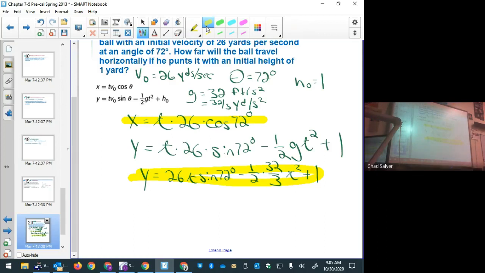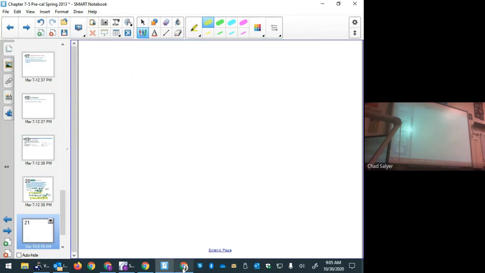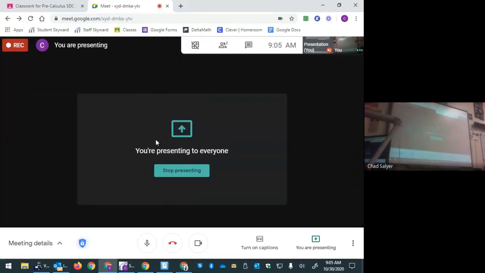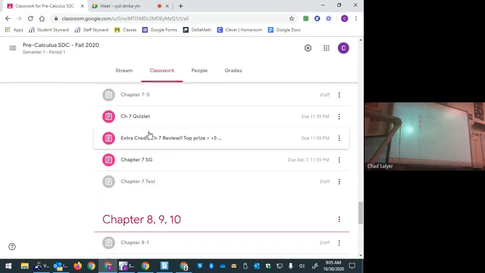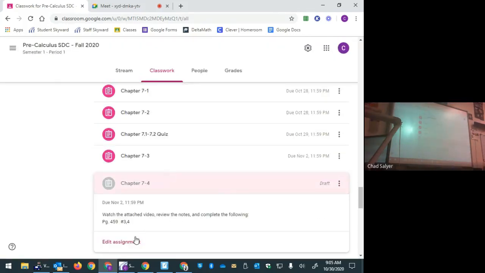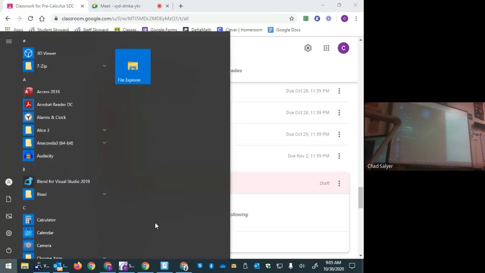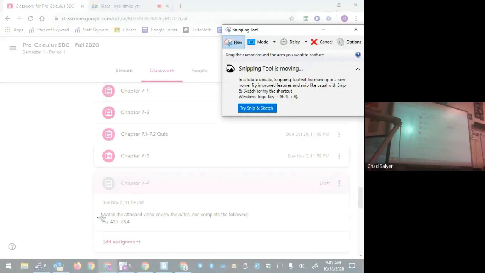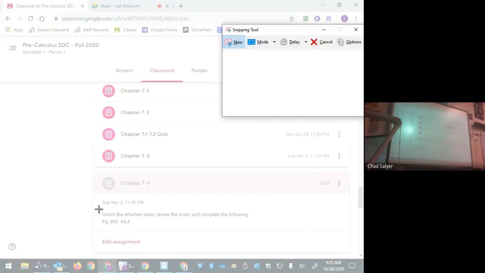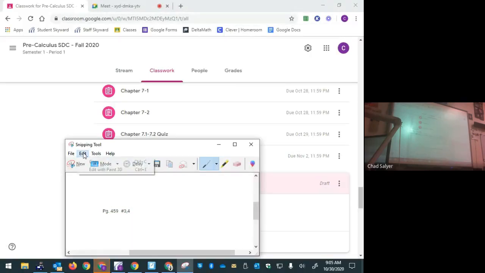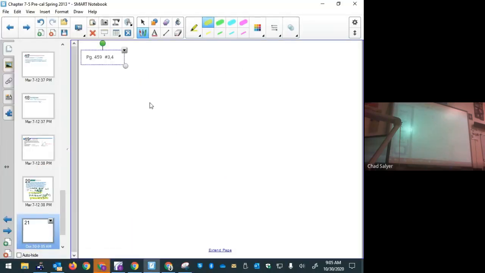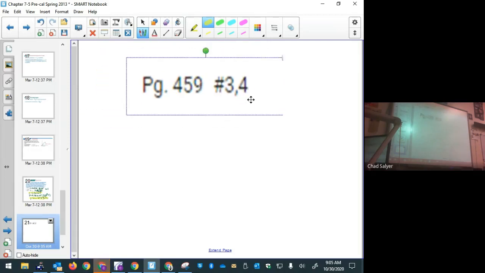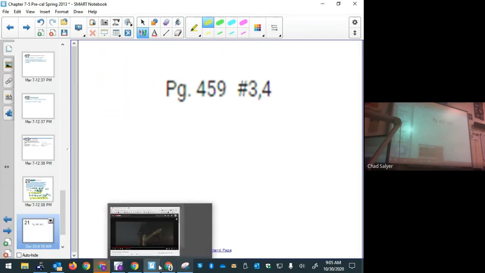All right, so let me give you your 2 brief assignments for these 2 sections. So this is for 7-4. Numbers 3 and 4. Yep, told you they'd be brief. You're welcome.